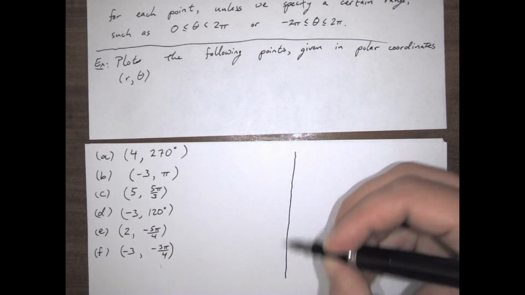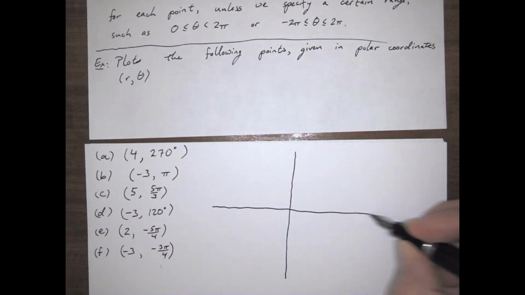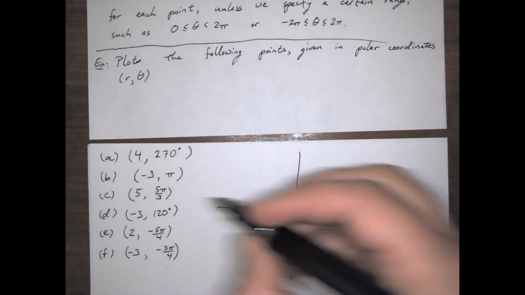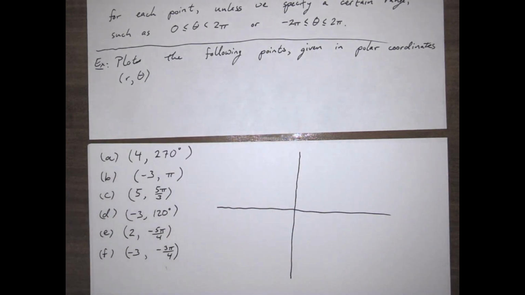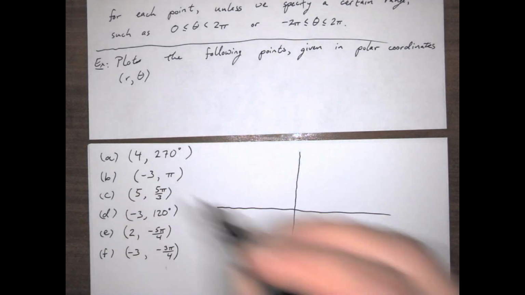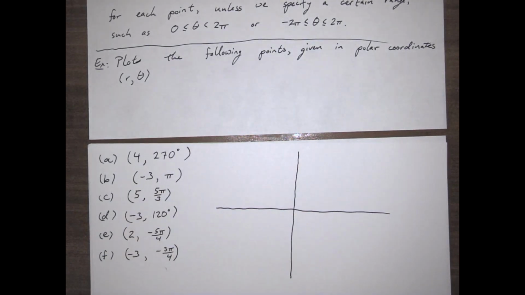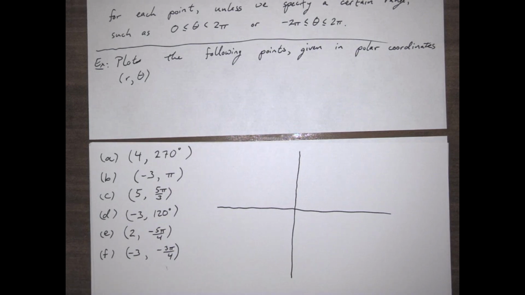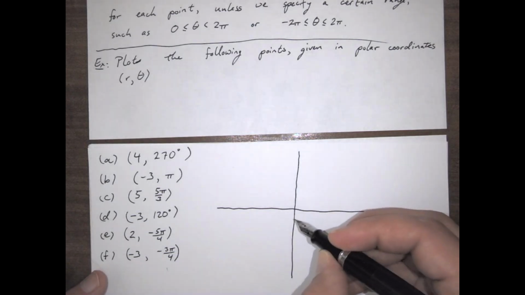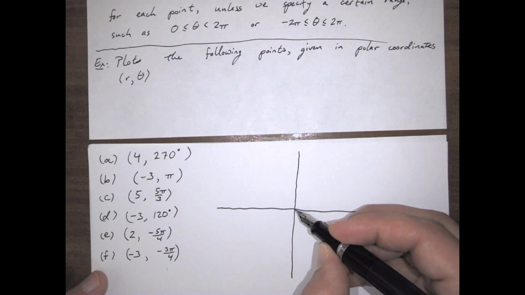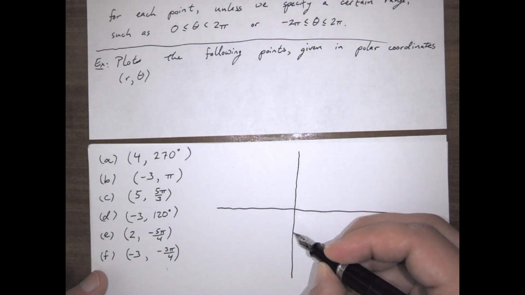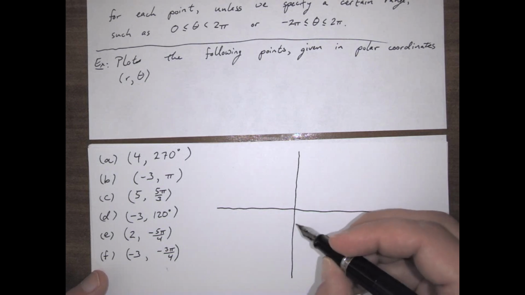All right, so let's just draw an xy plane here, and the way we'll do it is we'll label each point by its letter A, B, C, D, and so on. Okay, so let's think about this. The first one. So r is 4, and the angle is 270 degrees. So that's going to be saying we're going from the origin four steps out in the direction of 270 degrees. So that would be directly south.